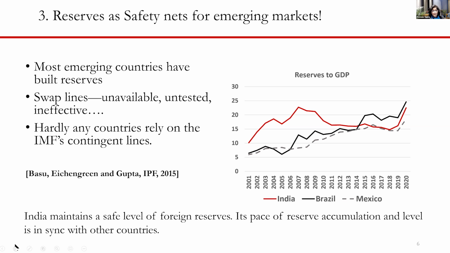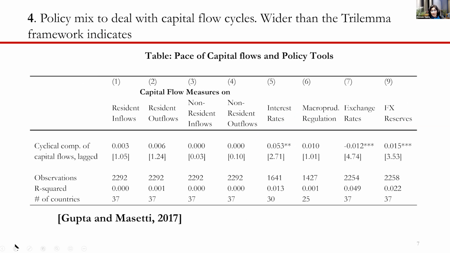IMF's contingent lines have not provided a credible alternative either. So all that emerging markets have to insulate themselves is reserves, and to use them in a way that they can modulate their exchange rate movements, but also insulate themselves from these unavoidable capital flow and reversal episodes. So India does maintain a safe level of foreign reserves. In fact, if anything, its pace of reserve accumulation and level of reserves is comparable to other countries, as the previous slide showed.